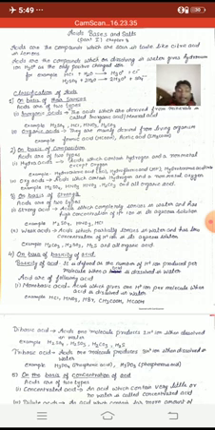Second is oxy acid. Oxy acids are those acids which contain hydrogen and a non-metal including oxygen. For example, H2SO4, HNO3, H2CO3 and all organic acids.